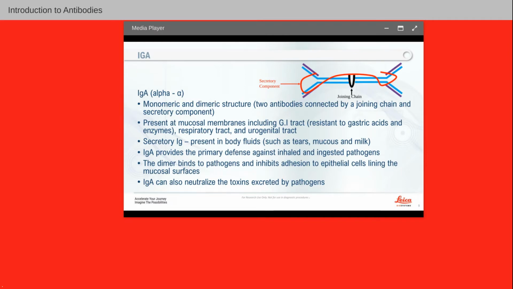IgA, so this is formed with the alpha heavy chain. It's found in monomeric and dimeric formats, so 1 or 2 units, with the dimeric structure connected by another J chain and a secretory component. So we have IgA1 and IgA2. IgA1 is the monomeric version, the single unit, usually found in blood serum. IgA2 is called secretory IgA or S-IgA and is most commonly present in the dimeric form with the secretory component.